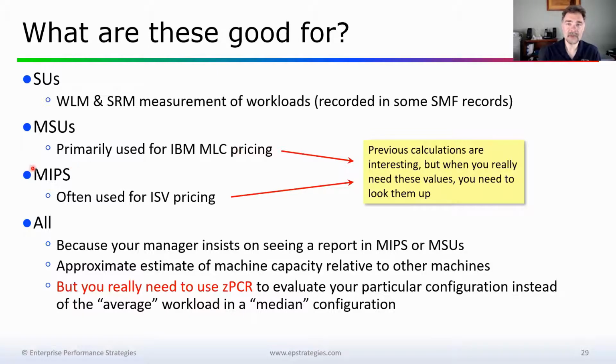And then, as I said, MIPS are most often used for ISV pricing. Notice if you're doing these for software pricing purposes, you do have to go look up the values. Don't just do the calculation off from service units per second, because you might want a little more accuracy in terms of agreement with what your vendor thinks the machines are, right?